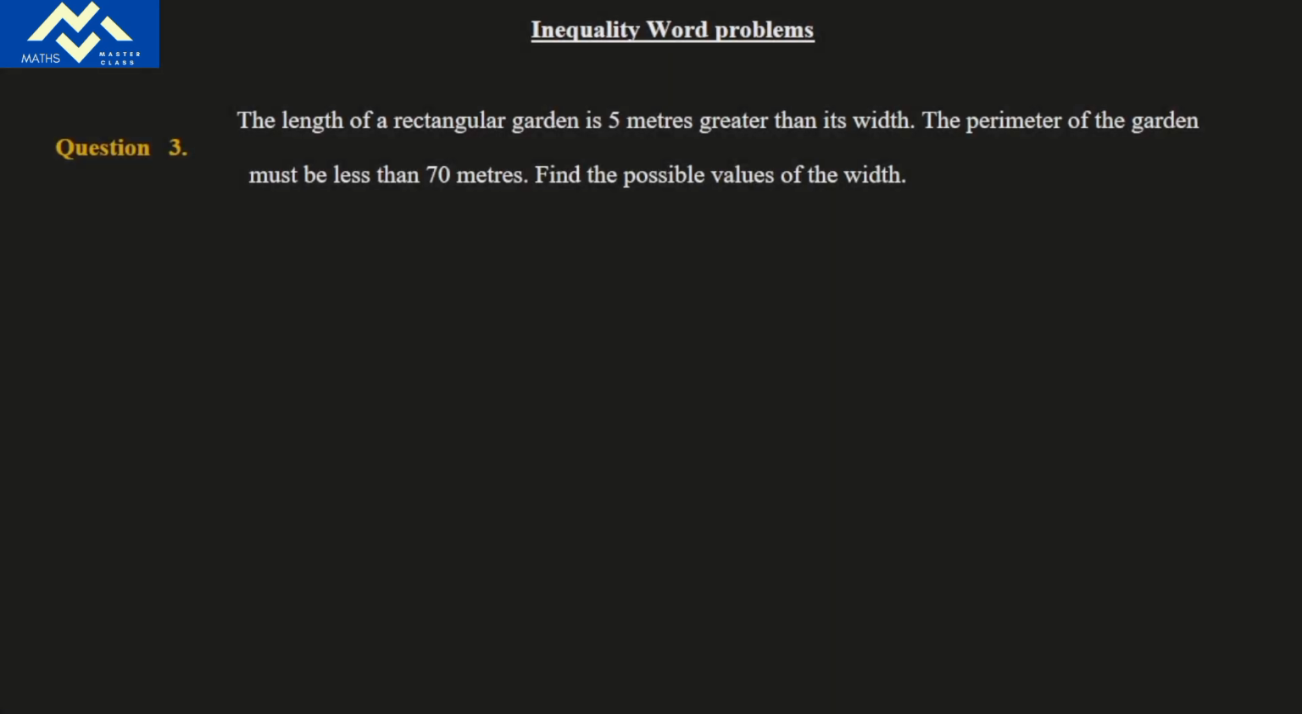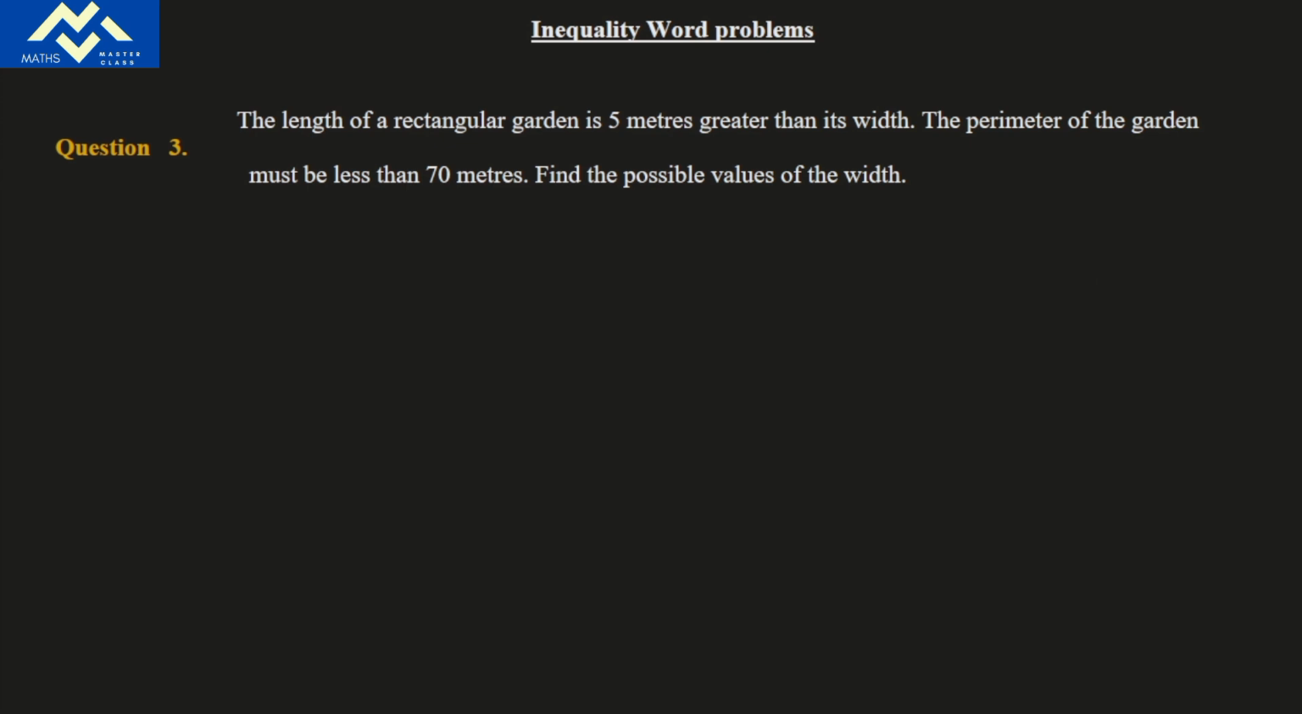Question 3. The length of a rectangular garden is 5 meters greater than its width. The perimeter of the garden must be less than 70 meters. Find the possible values of the width. Now, this is our final question, and it's a little more challenging than the first two. But don't worry, we're going to use exactly the same process.